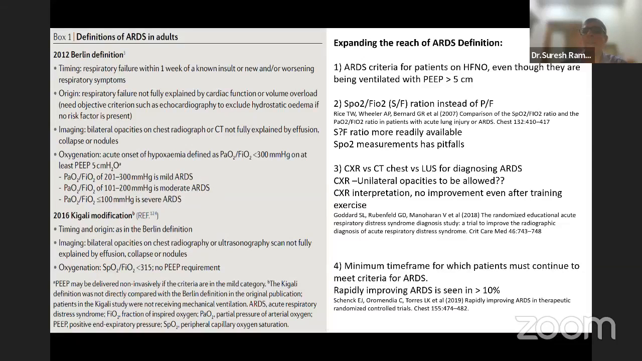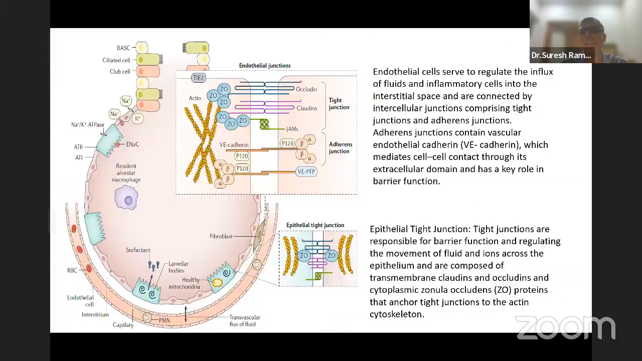So what's really happening in ARDS is the pathology, and these are electron microscopic pictures of the tight junctions, which we never knew. This is a review in Nature published by Mike Matthay, and it's an open access journal, so anyone who is interested can review it, and you'll understand that there is a barrier. There are two tight junctions which get damaged in ARDS: one is the endothelial tight junction, and the other is the epithelial tight junction.